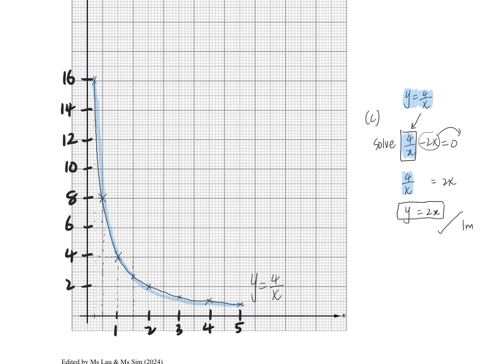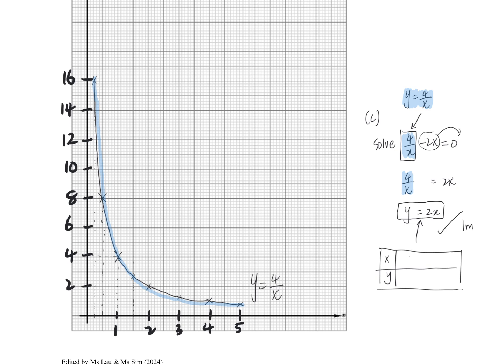They say draw a suitable line. They want you to draw this line out. So the moment you can manipulate what they give you and tell me what that line is, you get 1 mark. Second mark is drawing this line out. So how to draw? You create your own table of values. Sub in any 2 points you like, as long as it appears on this graph.